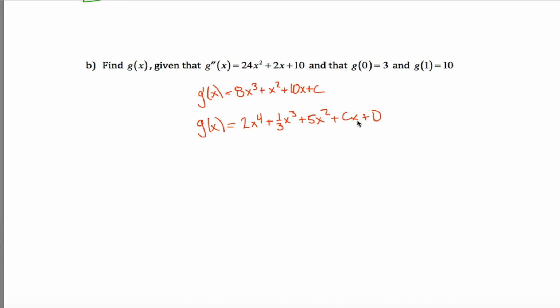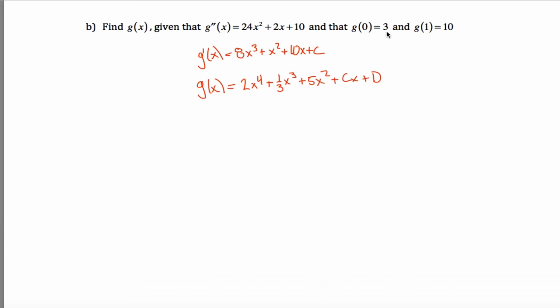But I don't need a c and a d to represent these two different constants because I have these two statements. Because g of 0 equals 3, I know that when I change all the x's into zeros, 3 must come out. 3 must be equal to 2 times 0 to the 4th power, which is 0, plus 1/3 times 0 cubed, which is 0, plus 5 times 0 squared, which is 0, plus c times 0, which is 0, plus d. In other words, d is equal to 3.